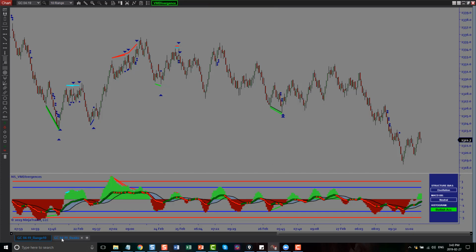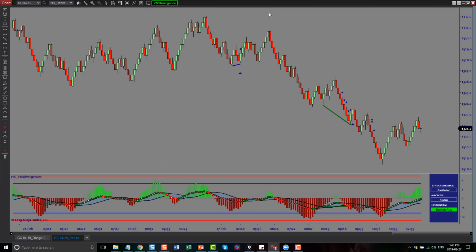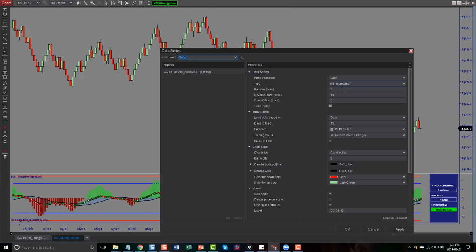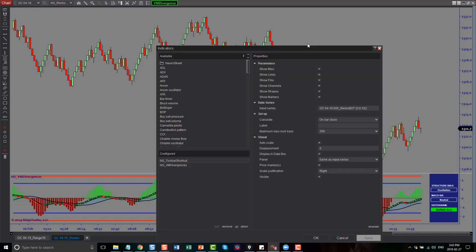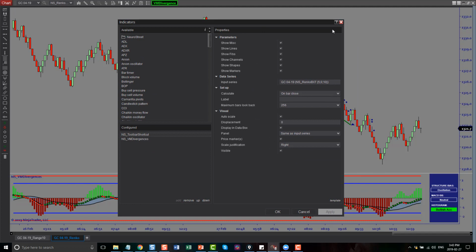Okay, so let's go in here to the Renko charts, do the same. Let's go back here, data series, Renko 13, perfect. And I just want to make sure I get every signal. So if we're going to go back and test, we can make sure we get every signal.